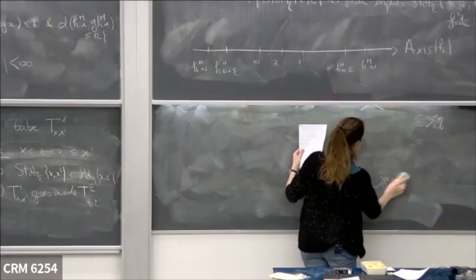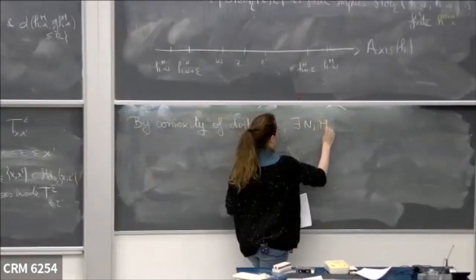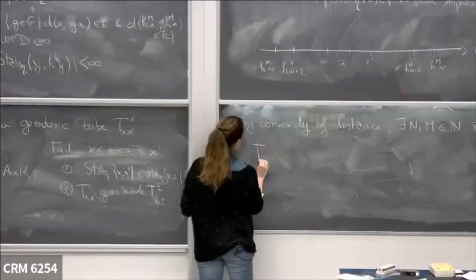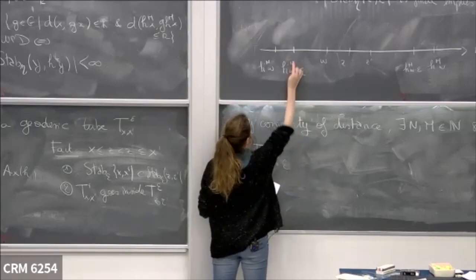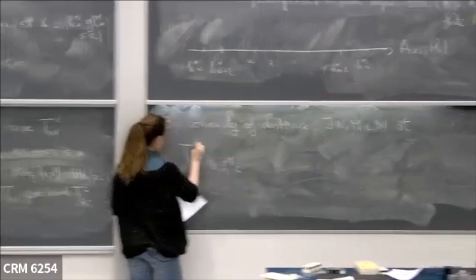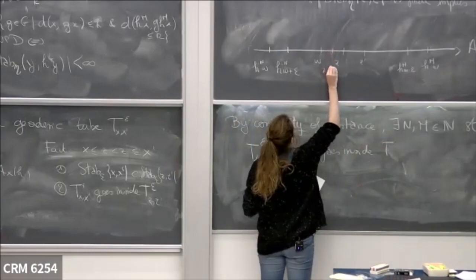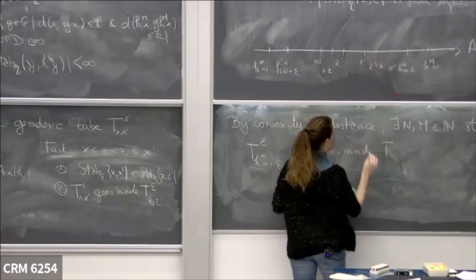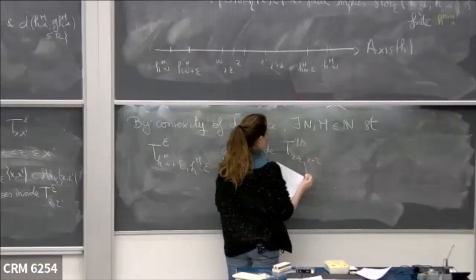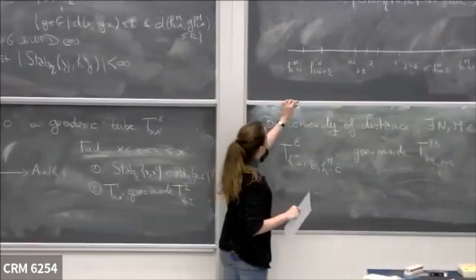And in fact, by convexity of the distance, I can choose N and M such that the tube centered in H^-N W plus epsilon, so here, and centered here, H^M W minus epsilon, of radius epsilon goes inside the tube centered in Z minus epsilon and Z prime plus epsilon with radius eta over three. I have this eta over three because at some point I will have a triangle inequality and I will need this thing. Okay, so these are far away.